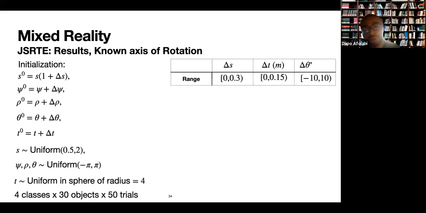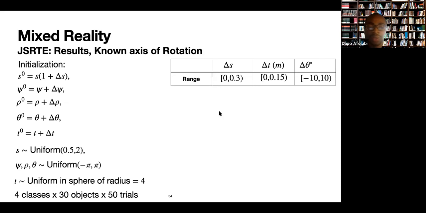To make this more concrete, we initialize our change variables, or delta variables, saying we know the scale, let's say up to 30%. The translation is off by, let's say, 15 centimeters. And we know the angle of rotation up to 20 degrees, so we know the axis of rotation. These are the variables we're interested in, as well as the shape. And so we solve the problem and we try to quantify it.